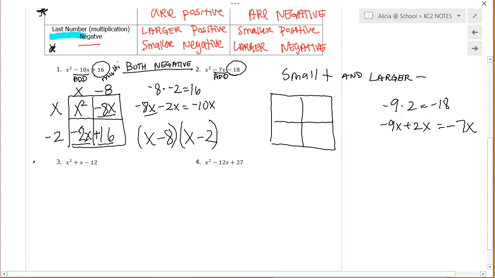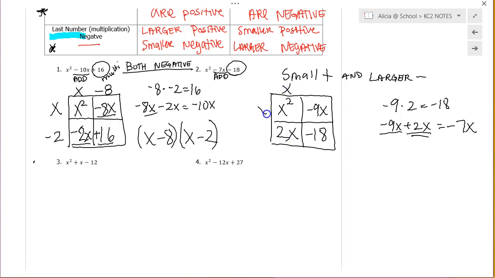So I'm going to go ahead and fill this out. My x squared goes in the top left. My negative 18 goes in the bottom right. And then I'm going to take this negative 9x, put it in my Punnett square. Take that positive 2 and put that in my Punnett square. And then find the outsides of my Punnett square.